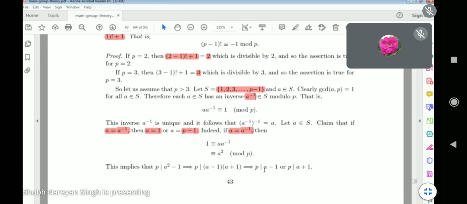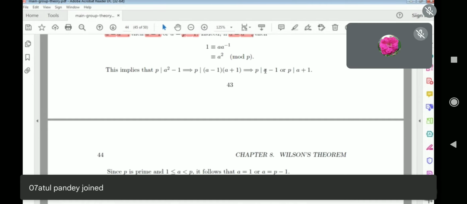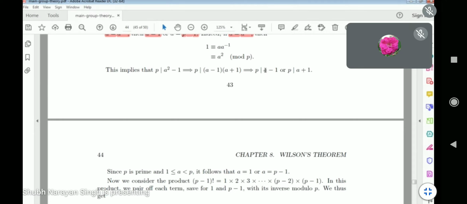So see, your A is coming from the set S, which has elements from 1 to P minus 1. Think about P divides A minus 1, and A is only from 1 to P minus 1. That means A can be 1, then 1 minus 1 is 0, and P can divide it, because P divides only two kinds of elements: either it divides 0 or it divides itself, since all these numbers are smaller than or at most equal to it.